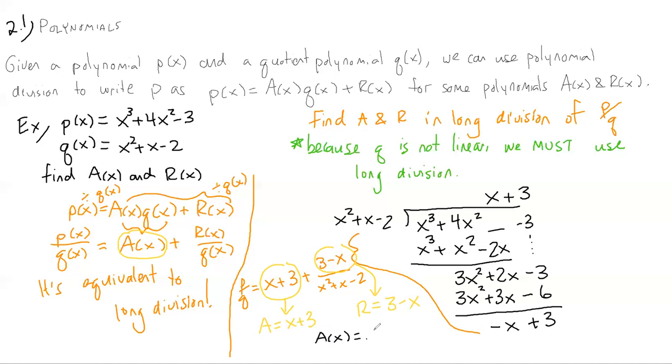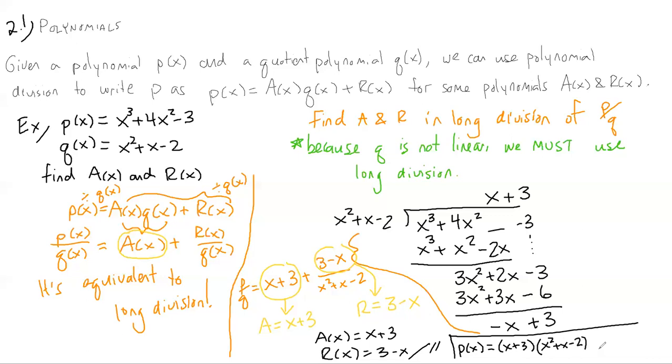A of x is x plus 3. R of x is 3 minus x. Alternatively, we could rewrite this split form as P of x equals x plus 3 times my Q, which we know is x squared plus x minus 2, and then plus my R, 3 minus x.